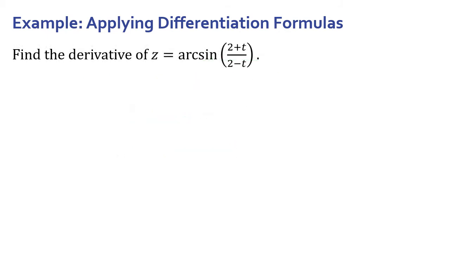Find the derivative of z equals arc sine of the quantity 2 plus t over the quantity 2 minus t. Okay, deep breaths. Remember arc sine is the same thing as sine inverse. For some students, it helps to actually see that, but for others, you don't need it. But I'm just going to write it here so you can see. These mean the exact same things. They're just written in a different way.